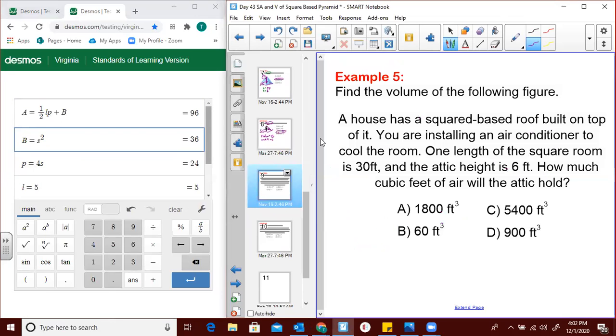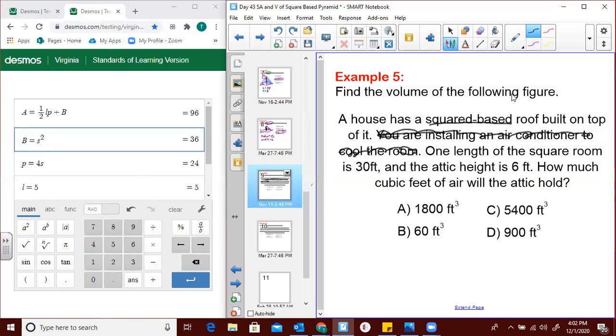All right, then you'll get something like this where it's a word problem. My big thing with word problems all the time is just get rid of the information you don't need. So right now, we don't really care that it's a square-based roof, but tomorrow we will, because tomorrow we're going to introduce cones, and then you'll have to be like, oh, am I using the cone formula or the square-based pyramid formula? So for us, it's a house has a square-based roof built on top of it. You're installing an air conditioner to cool the room. Like, all right, whatever. I don't care. I don't need that, right?